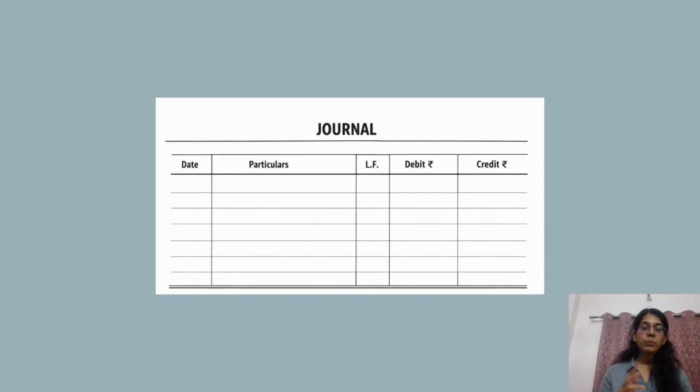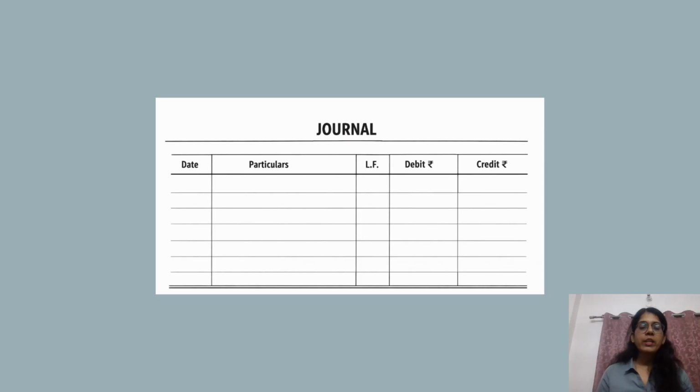Second step will be classifying the account. That is, whether we are dealing with a personal account, a real account or a nominal account. So the first two steps: first we identify the account, then we classify the account. Then the third step is to apply the golden rules that we have studied in the last class. We will apply that rule, and the last step will be to pass the journal entry.